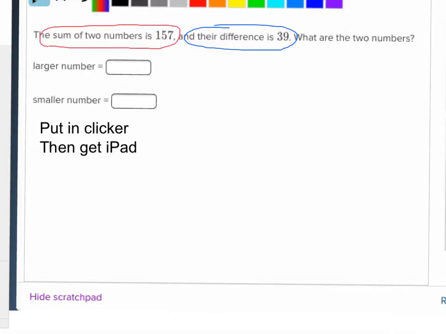Okay? Now, let's define the large number as x, and let's define the smaller number as y. And then let's set up the scenario in red. The sum of two numbers is 157. Well, that will simply be the large number plus the small number has to equal 157.